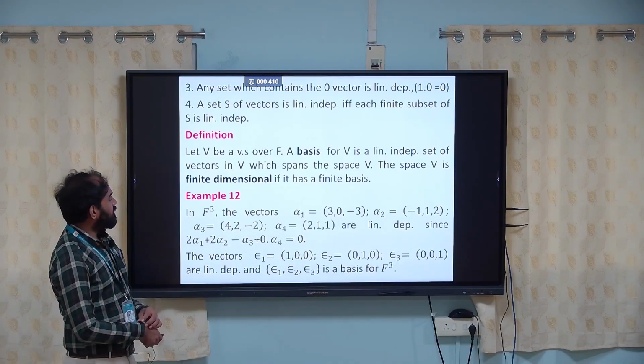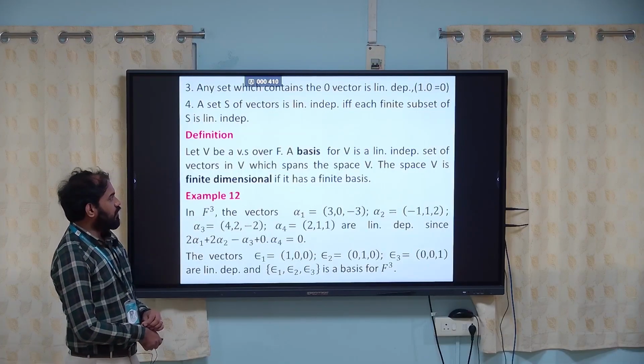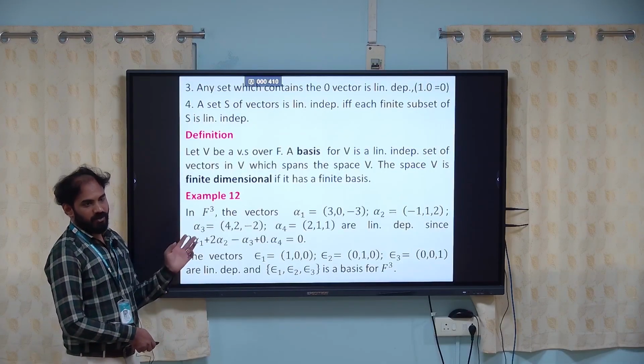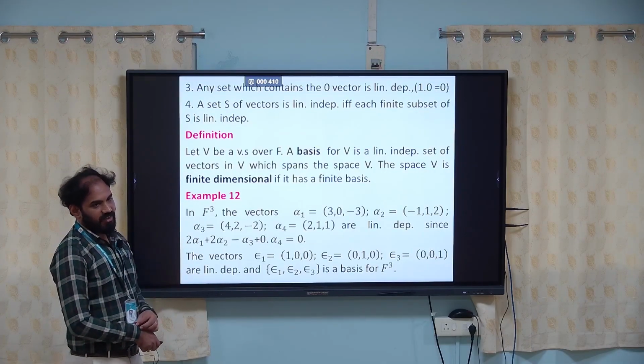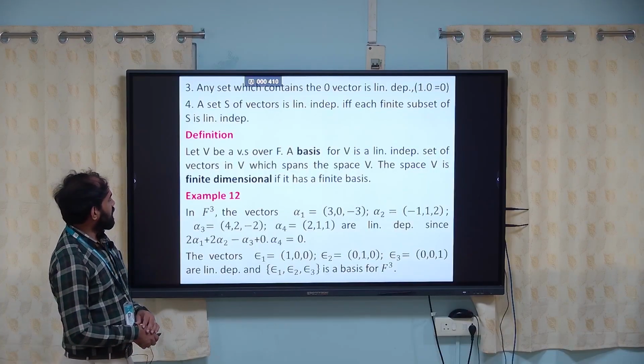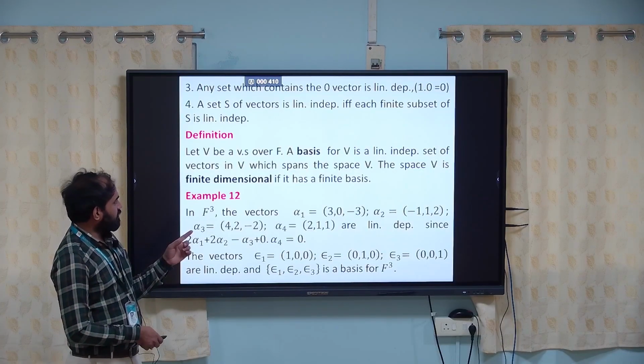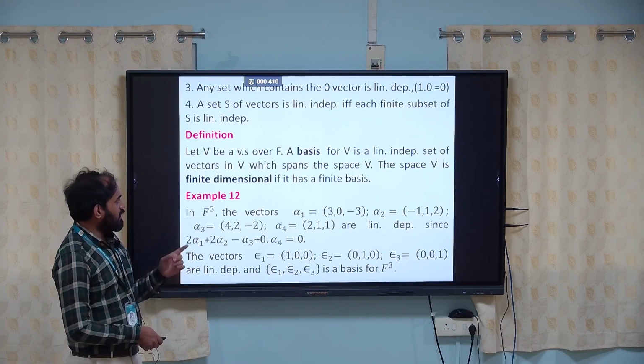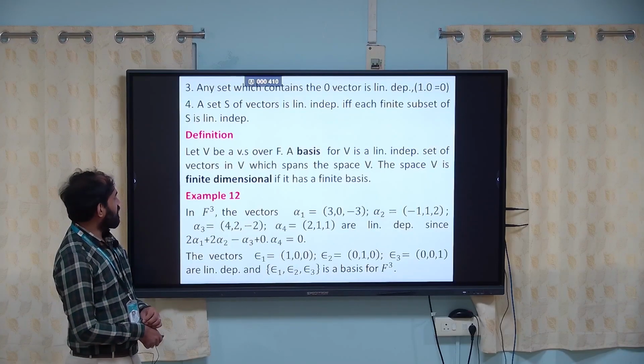Next, any set which contains the 0 vector is linearly dependent. It is a very important result. A set which contains 0 is linearly dependent. A set S of vectors is linearly independent if and only if each finite subset of S is linearly independent.